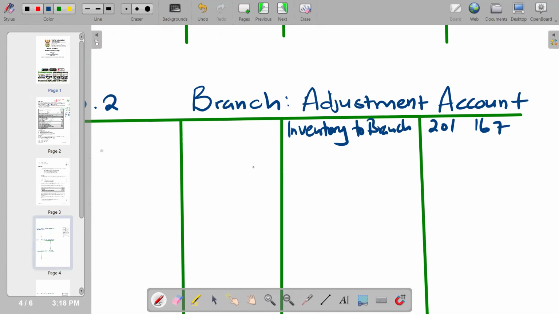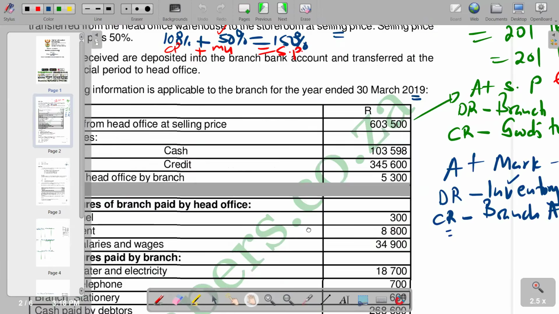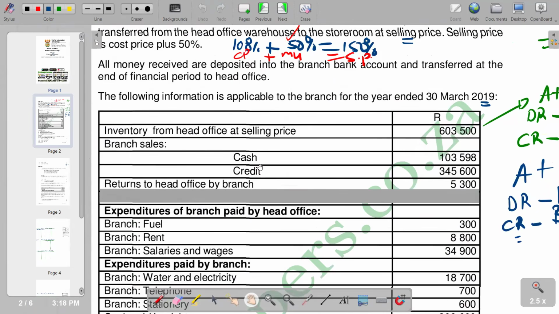Then from there, we move on to the next item which we have, which is branch sales. We have cash 103,598. We also have credit 345,600. So in terms of the first one, which is cash, of course, this is supposed to be debited to the bank account. Since these are sales on a cash basis, we are going to debit the bank account. We've got the branch bank account according to our question. So we go to the debit side there and debit. And also the corresponding entry is that we credit the branch inventory account with the selling price 103,598. So that's the double entry that we have on the first part of cash.